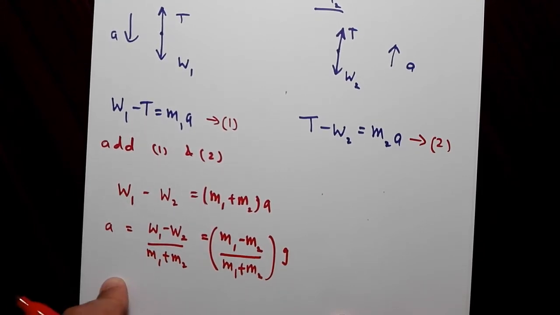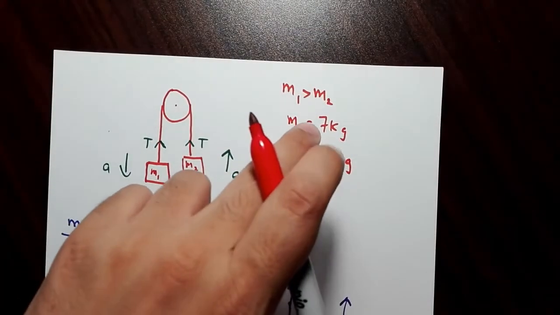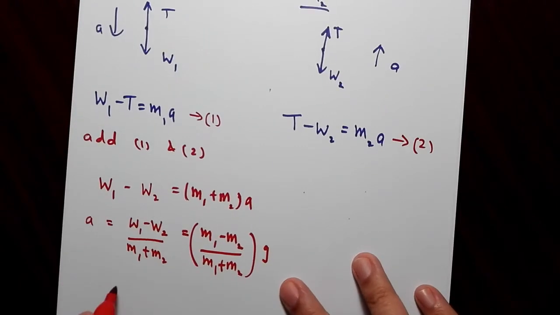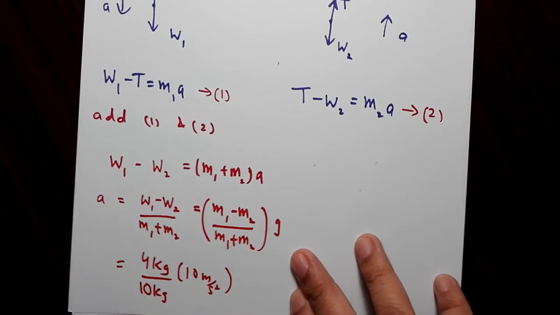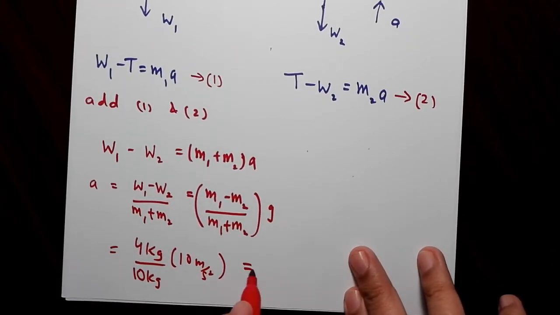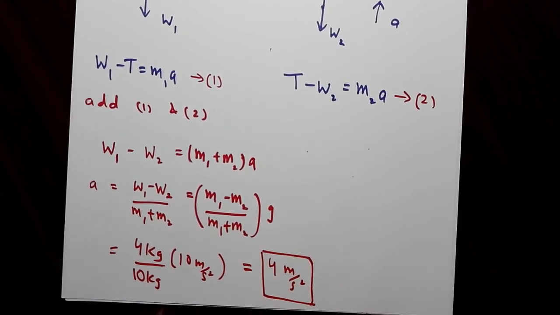So this is the acceleration of this system, and since we assumed some numbers over here, M1 minus M2 is 7 minus 3, which is 4 kilograms, and 7 plus 3 is 10 kilograms. Let's say that g is 10. I like to assume that sometimes because it makes the calculations easier. So the 10 of course cancels out, and you just get 4 meters per second squared. So that's the acceleration of the system.